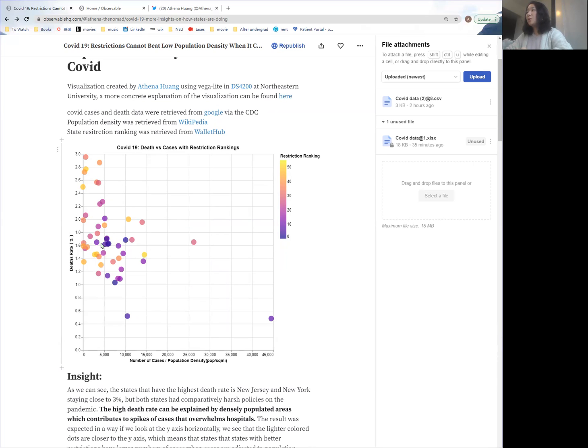But a good thing to note is that most of the lightly colored states are on the left of the more purple states, which are a little bit towards the right. And that just shows that restrictions do help, the policies do help, and you do get fewer cases when everything's neutralized by population density. And this is my insight, and I will see you in the next video.